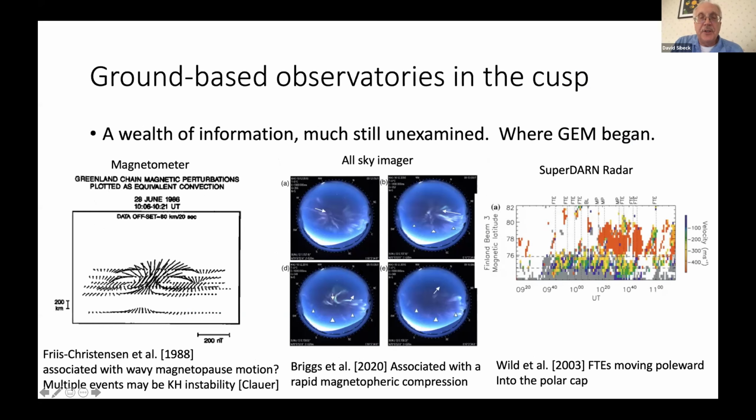All sky imagers, really cool features. There's a wealth of information in all sky imagers, far more, I know from talking to Briggs, who was a summer student at Goddard, far more than have been reported in the literature. Very wealthy data set, full of interesting events. SuperDARN ground radar showing FTEs moving up into the realm of endeavor with much more work to be done.